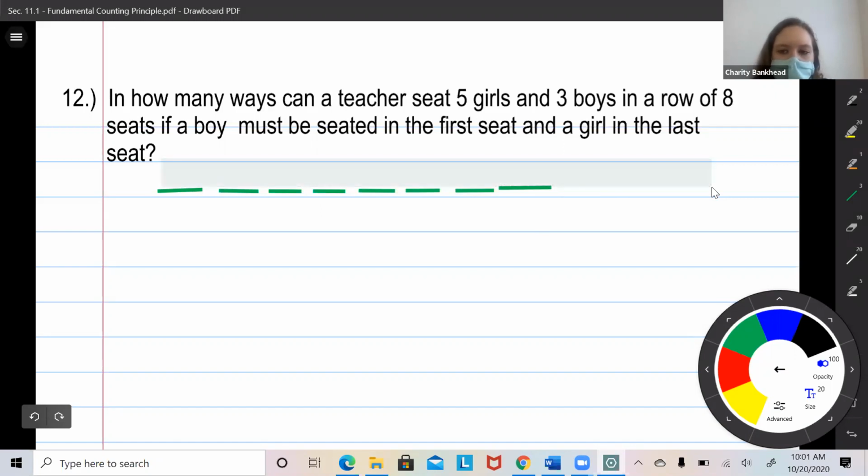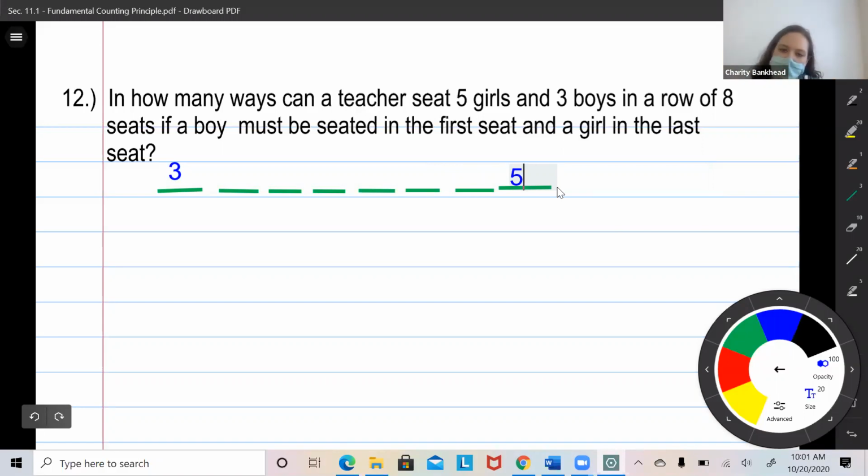So there's 5 girls and 3 boys, and they want to put a boy in the first seat. So that's going to be 3 possibilities for the first seat. And then it also says they're going to put a girl in the last seat. So that's 5 options for the last seat because there's 5 girls. Since there's specifications for those 2, we would select those 2 people first.